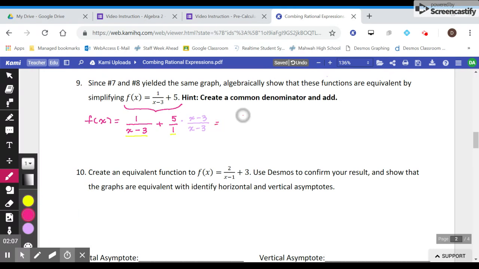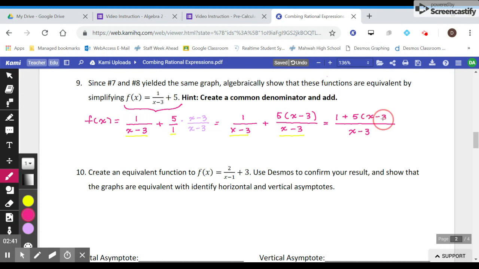So my first fraction is not going to change, because that already had a denominator of x minus 3. And my second fraction is going to turn into 5 times the quantity, I'm going to write this in parentheses so you don't forget to distribute, x minus 3 over x minus 3. 1 times x minus 3, which doesn't change. So since these now have the same denominator, x minus 3, that means this can be combined into one fraction with the denominator of x minus 3, and the numerator is just those numerators added together.